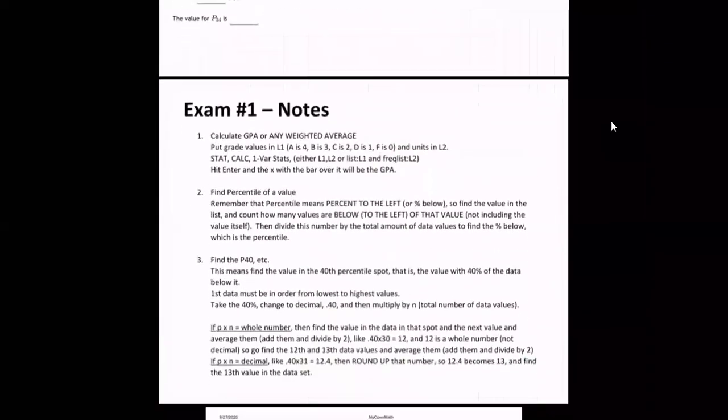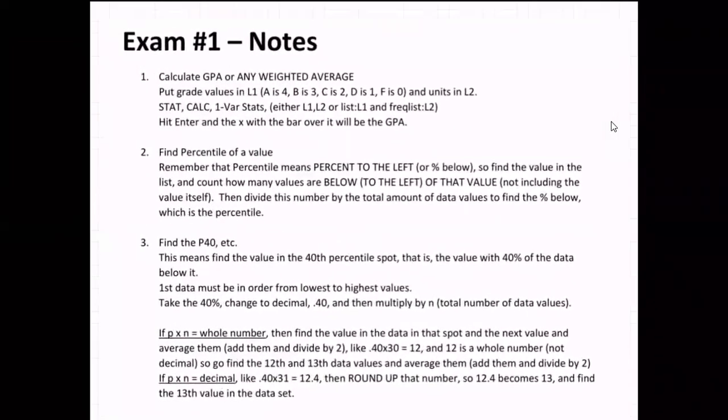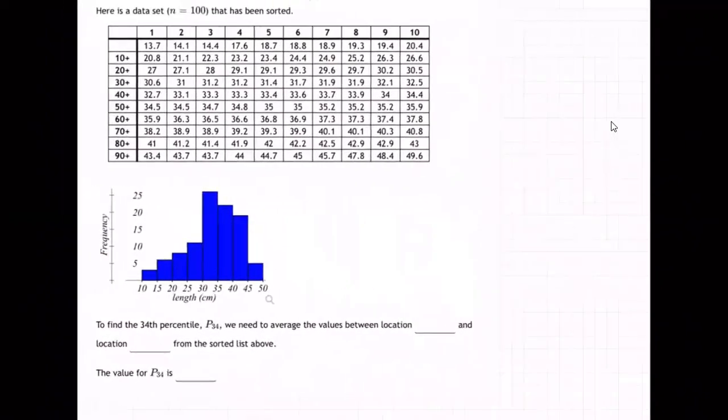Well, if you go to the exam number 1 notes, it says finding the P40, etc. First off, this means find the value in the 40th percentile spot. That is the value with 40% of the data below it. The data must first be put in order, which it is from lowest to highest. Take the 40%, change to decimal, and then multiply by n, the total number of data values. So that's the first step. So I'm going to do that.